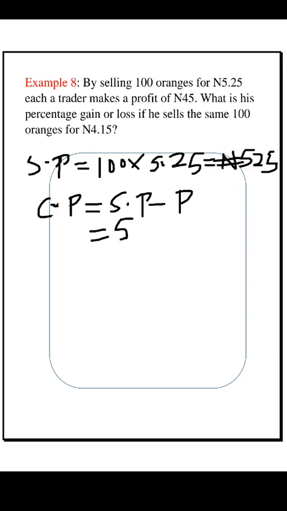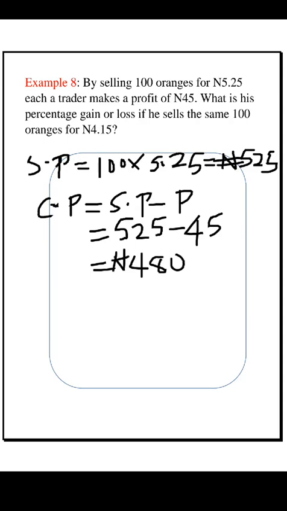So 525 minus 45. You can quickly bring your calculator out, or you can do it strategically. 45 is 20 and 25. So if you take away 25 from 525, you have 500. If you take away 20 from it, you're going to have 480. So the cost price is 480 naira.